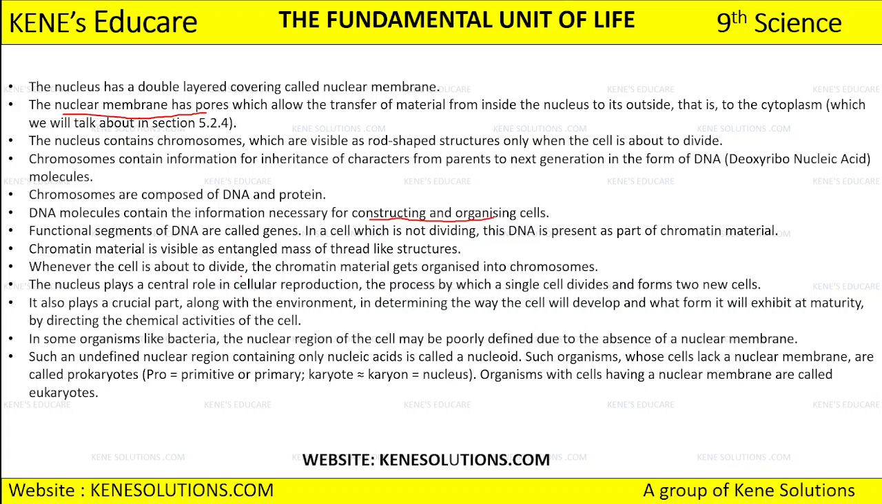Now what is the meaning of prokaryotes? Pro means primitive and primary, and karyote means nucleus. So primitive nucleus or primary nucleus is prokaryote. So who has a well developed nuclear membrane? Those organisms are eukaryotes, and those which do not have a well developed nuclear membrane are called prokaryotes. So this is one differentiation between prokaryotes and eukaryotes.